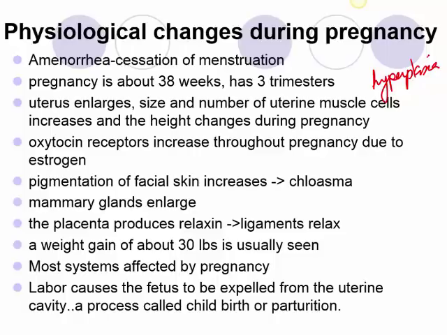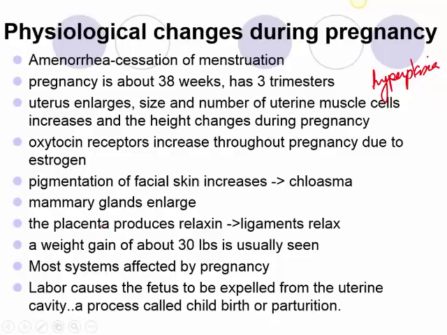Oxytocin receptors also increase during pregnancy naturally so that they can react to the oxytocin which will be liberated during labor. Certain other things happen. Some women have deep pigmentation around the facial skin. That's called chloasma. That doesn't go away. Others are lucky, don't have as much. The glandular part of the mammary glands increases.